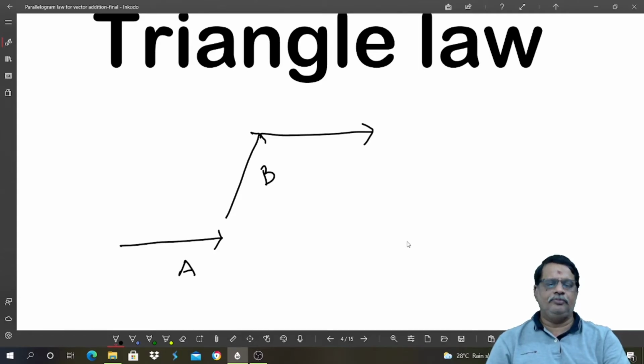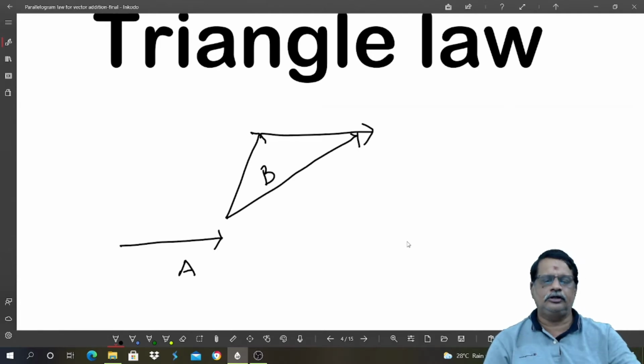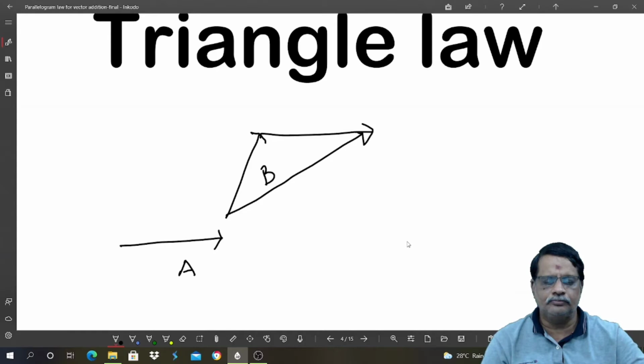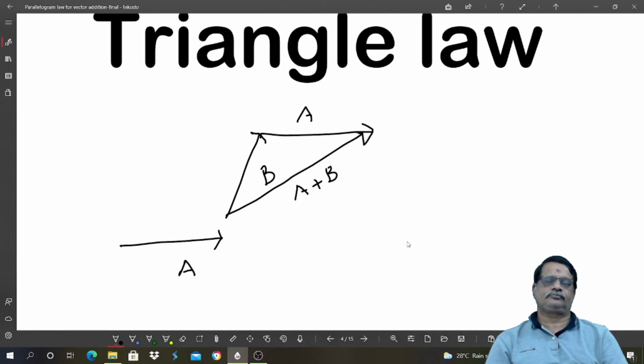Now join the tail of A and the tip of B. So this is your resultant. This is your A, which is displaced parallel, and this is your resultant A plus B. Understood? So displace a vector parallel to itself until its tail and the tip of the other vector coincide. Now join the tail of the first vector and the tip of the second vector. That will give you the resultant in magnitude and direction.